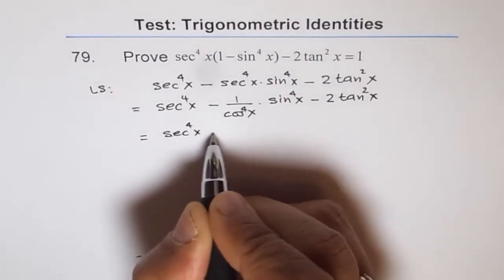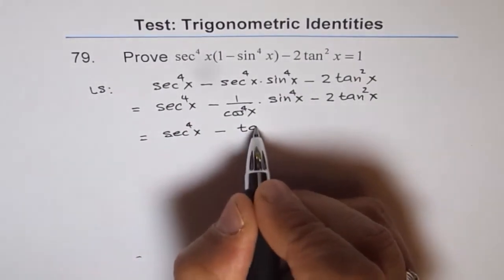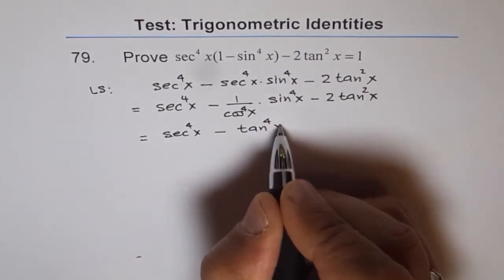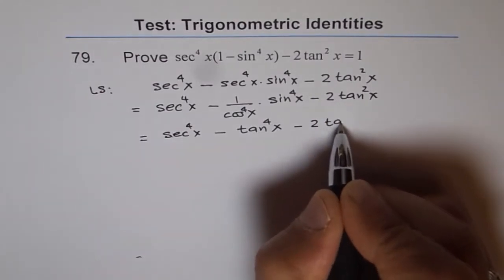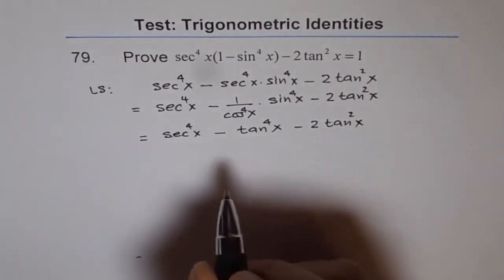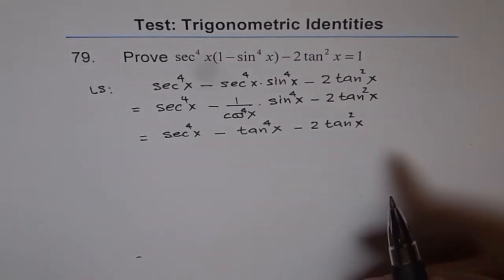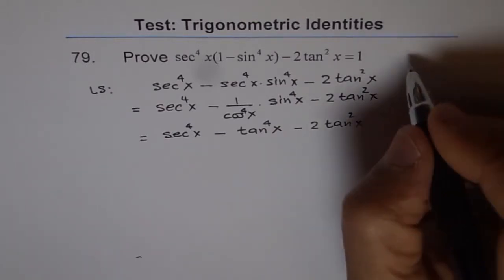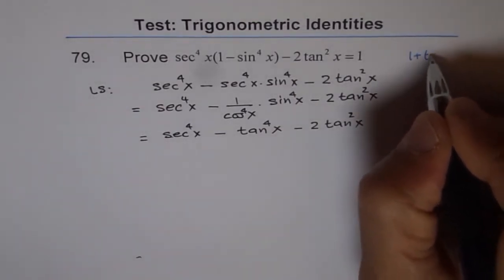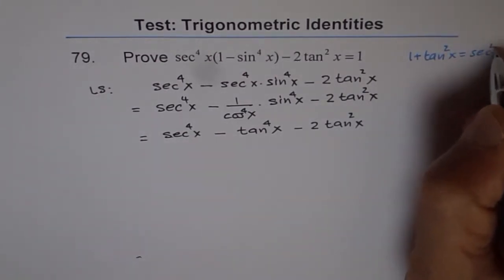Now we get sec 4x minus, sine over cos is tan, so we are left with tan to the power of 4, minus 2 tan square x. Now I hope you remember the trigonometric identity which relates tan and secant, right? The identity is 1 plus tan square x equals to secant square x, correct?